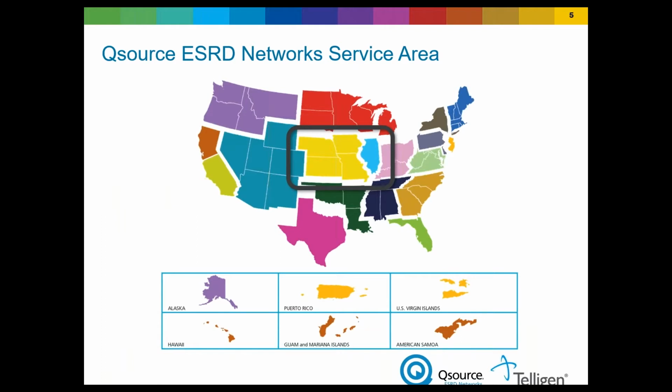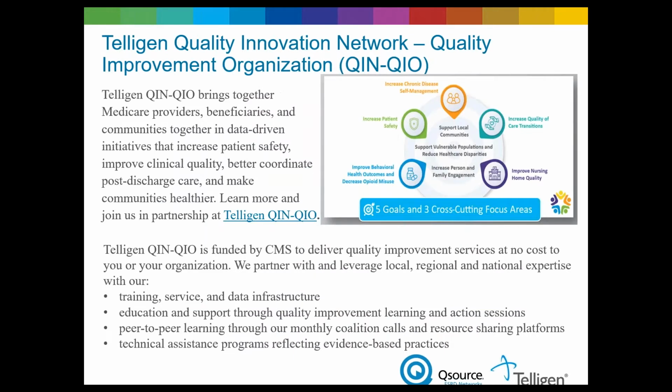This here is a graphic representation of all the current 18 ESRD networks. And then you can see our networks are highlighted there. For Network 10, we cover the state of Illinois. For Network 12, that includes the states of Missouri, Kansas, Nebraska, and Iowa. And now I'm going to pass it over to Lynn Bergero from Telligen, who will talk a little bit more about who Telligen is and what work that they do.